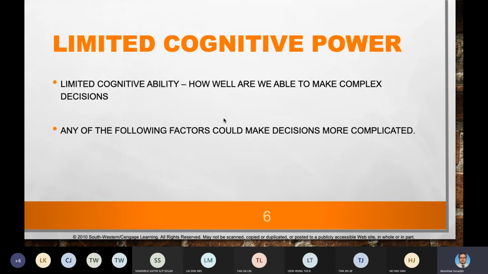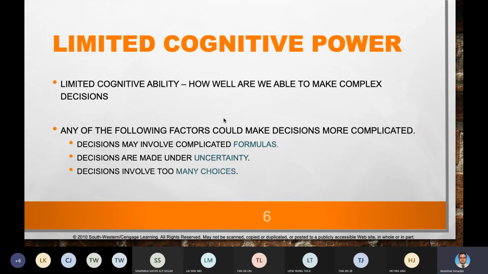So we start with limited cognitive power. Limited cognitive ability: how well are we able to make a complex decision? Any of the following factors could make a decision more complicated. A decision may involve a complicated formula. We as human beings, if I give you a very complicated formula, you may get fed up and say, okay, I don't want to solve it. If I use a computer, a very strong computer or software, it can do it.